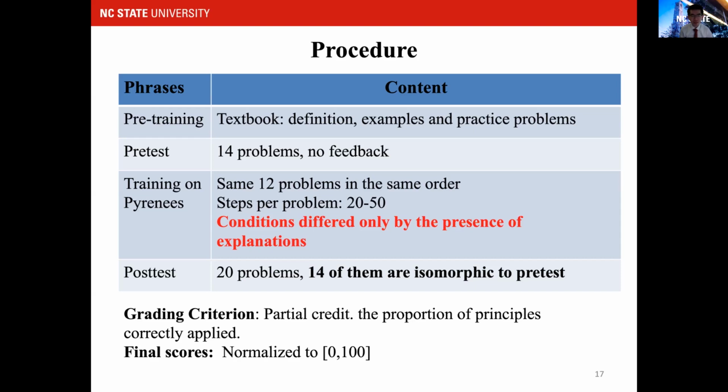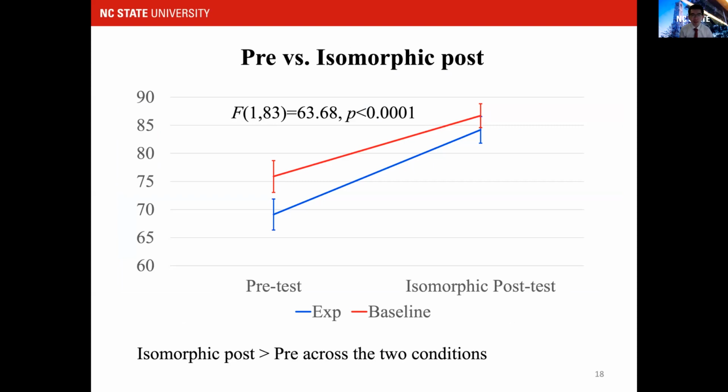Finally, all students completed a 20-problem post-test, and 14 of them are isomorphic to the pretest. The pre- and post-test were graded following the partial credit rubric, and the scores were normalized to 0 to 100. In order to investigate students' improvement during training, we compared their pre- and isomorphic post-test scores. A repeated measures analysis showed that both conditions scored significantly higher in the isomorphic post-test than in the pretest.